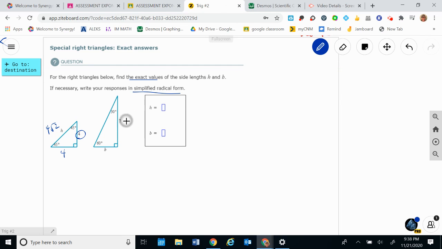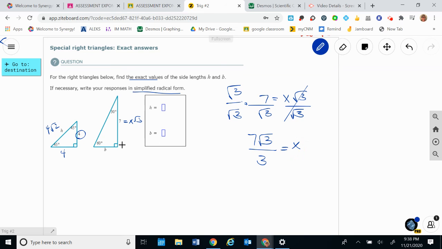This 7 is equal to x root 3. So you do the math. 7 is equal to x root 3. Divide by root 3, divide by root 3. Cancels. Multiply by root 3 over root 3 so that you get rid of the radical, and you get 7 root 3 over 3. And that's the answer. That is x. That's b, the shorter side. 7 root 3 over 3. And this is twice that. So it's 14 root 3 over 3. Okay, next.